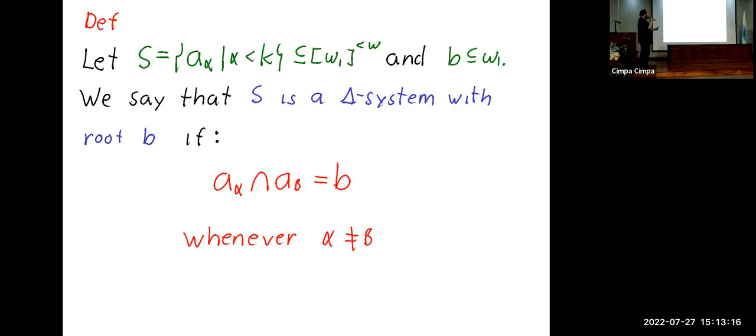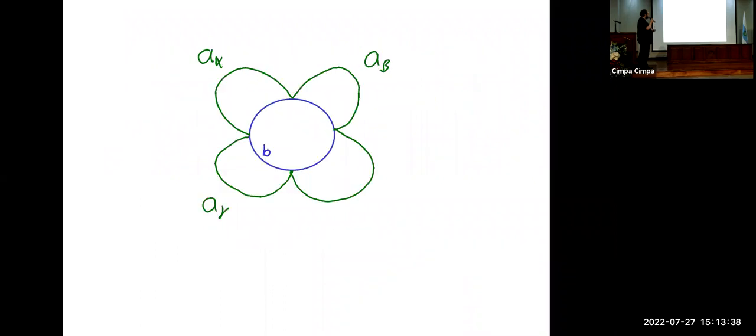Okay, another definition that probably many of you know. If I have a collection of finite sets and a set Δ, we say that S is a delta system with root Δ if any two distinct elements intersect exactly in Δ. So it looks like this. In finite combinatorics, they usually call this a sunflower.